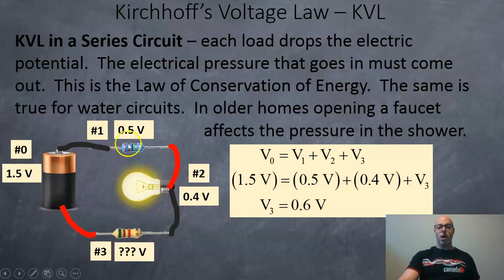And then later, this resistor, the blue resistor, drops the voltage by 0.5 volt. And then down here, this lamp drops it by 0.4 volts. So how many volts must this resistor be using? So we got 1.5 coming in. 0.5 plus 0.4 being used, which is 0.9. So 1.5 subtract 0.9 is 0.6. So this resistor here must be using 0.6 volts.